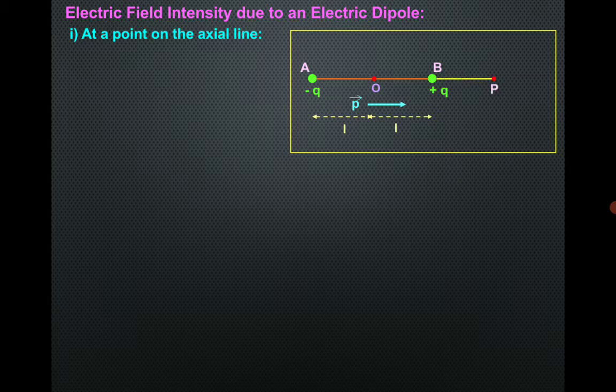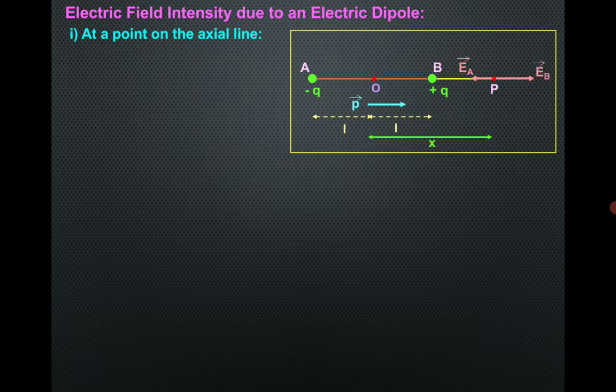The line which is extended along this AB is called the axial line, and AB is the axis of the dipole. So on this axial line only we are going to calculate the electric field intensity. So we have chosen a point P which is lying on the axial line, and this point P is situated at distance x from the midpoint of the dipole, you can see.